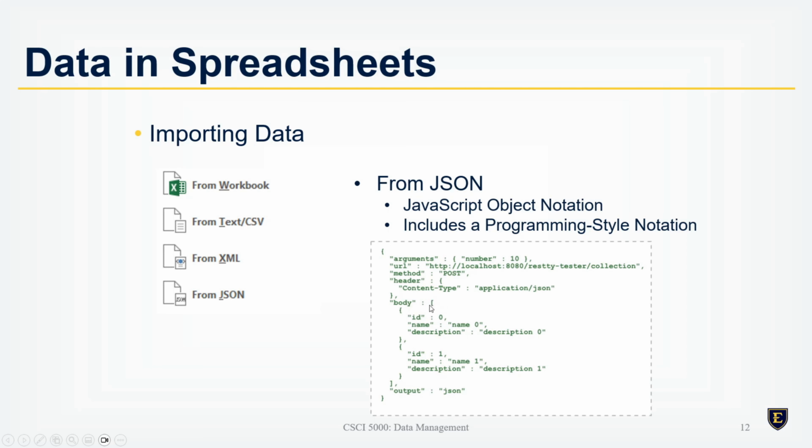The body then is a list of things, denoted by these braces, and it has two of the same types of information. So this is a list of this type of information. Part 1 is ID 0, name 0, and description 0. Part 2 is ID 1, name 1, and description 1. So it's a list of things within the body. And the output it suggests is JSON. This type of information, as well as XML or text or just simply workbook data, can be imported directly into Microsoft Excel.